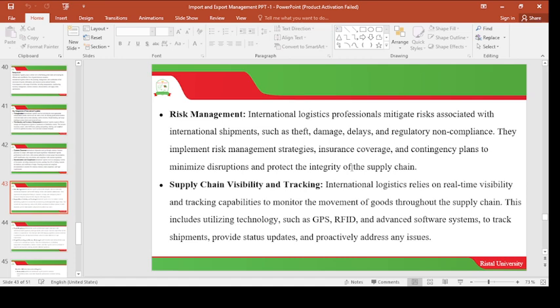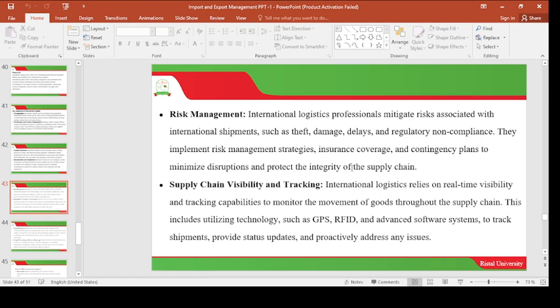So, risk management. International logistics professionals mitigate risk associated with international shipments. These risks are such as theft or damage, delays, for example, in the form of time, and regulatory non-compliance. Some of these risks can cause loss for the organization or the company because the authorities can easily confiscate the goods because of non-compliance.